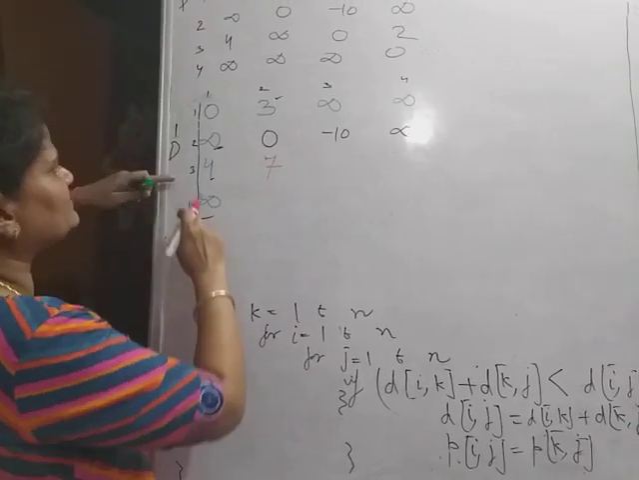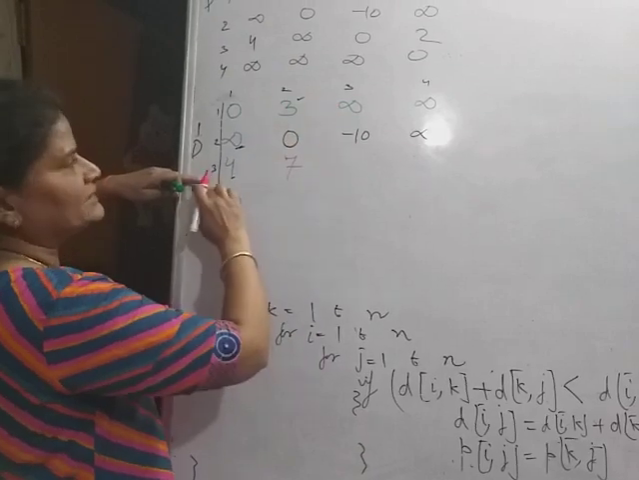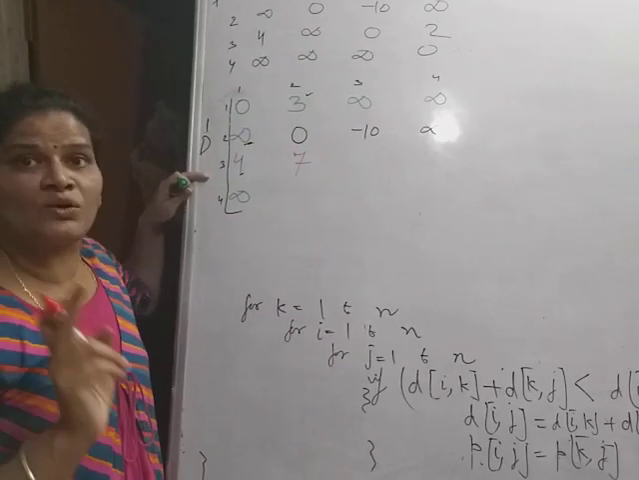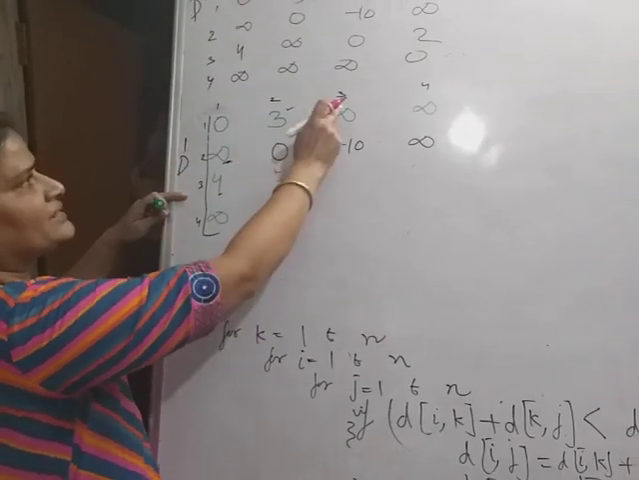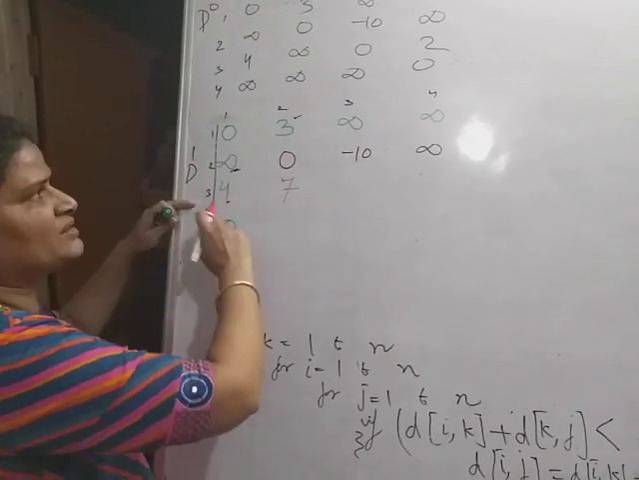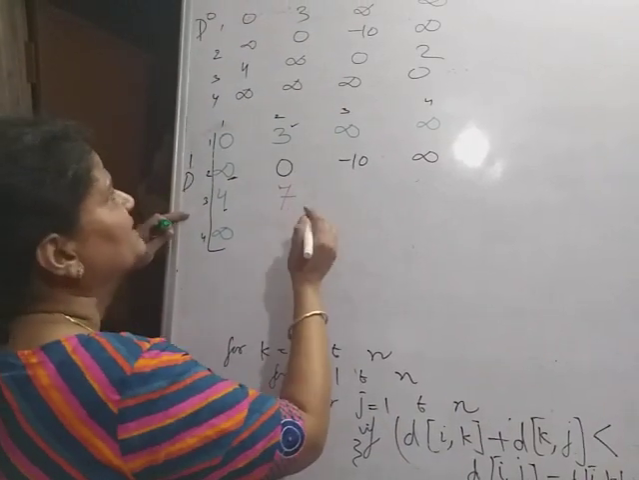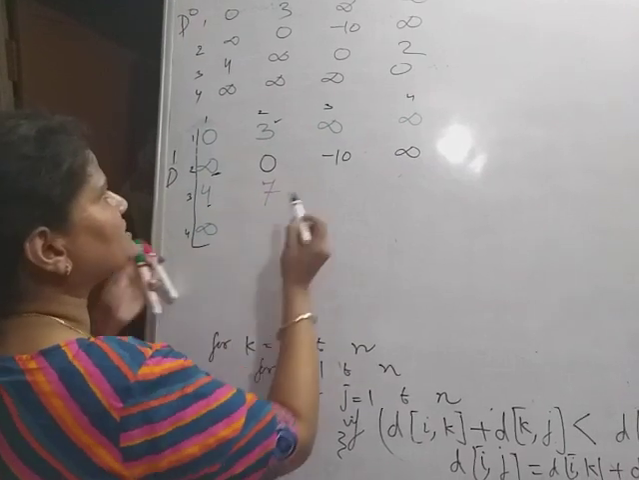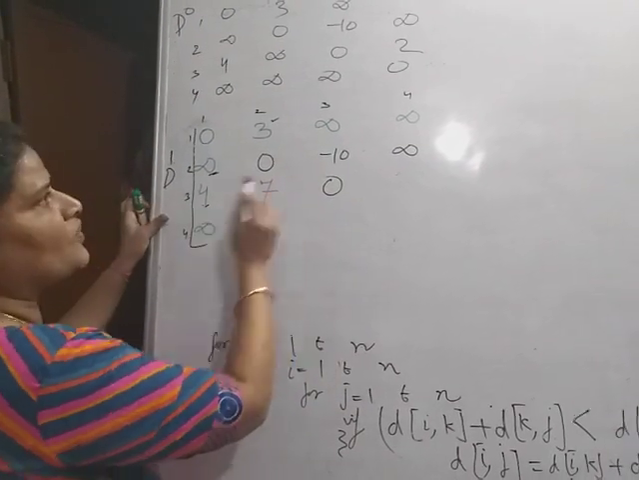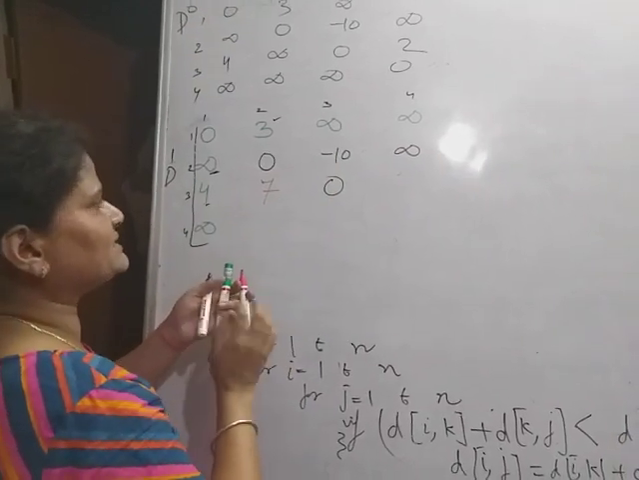Now 3, 1, that is 4, and 3, 3. Here again I am saying, the diagonal entry you have to compute. So 3, 1 is 4, and 3, 3 is infinite. So simply infinite, which is of course greater than Dij. So the previous entry will be copied. That is, in the third row, 0 is copied. Now 4 and infinite. So simply the previous entry is copied.